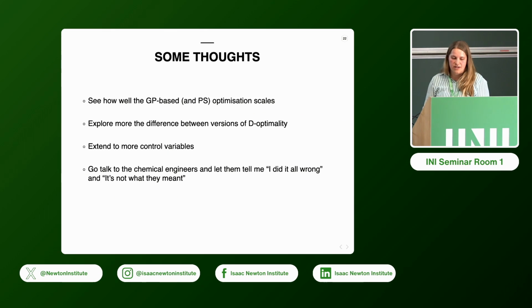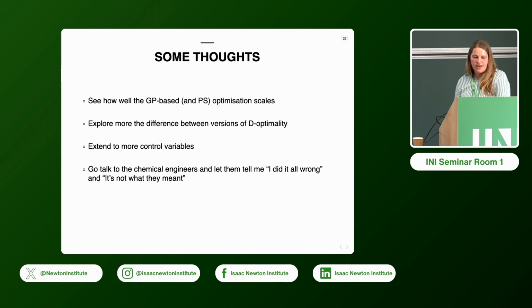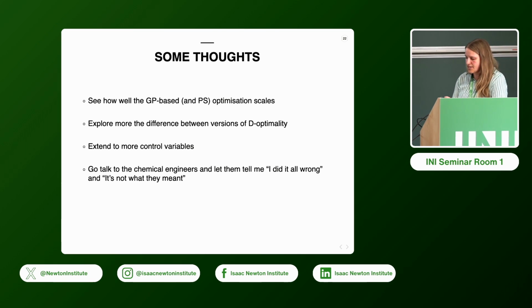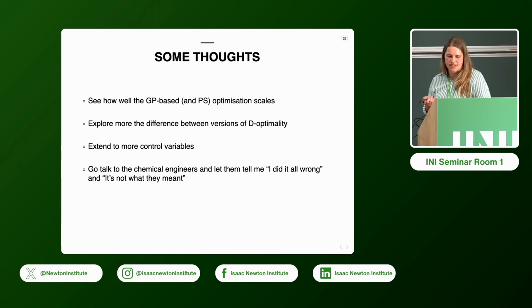So just to sum this up, what I want to do next is see how well the GP-based and the particle swarm optimization scale to slightly bigger problems, explore more differences between the versions of D-optimality and see where it breaks more obviously, and extend to more control variables. Right now I'm only controlling temperature, but they are interested in having more control variables to optimize.